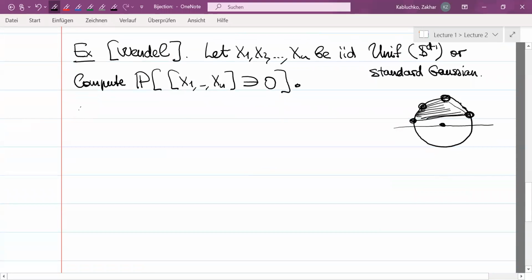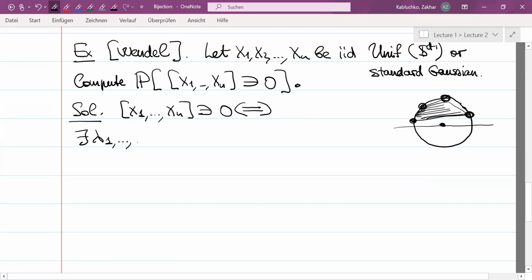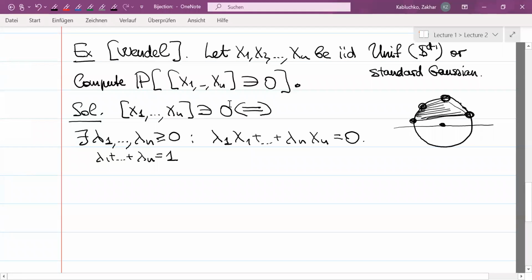And now this can be done as follows. So here is a solution. Well, let us look at the random event that the convex hull contains 0. What does it mean? This means by definition that there are lambda 1, ..., lambda n, coefficients greater than 0 such that their sum is 1. So a convex combination of these points which is 0. Right? So it's just the condition that there is a convex combination which is 0.